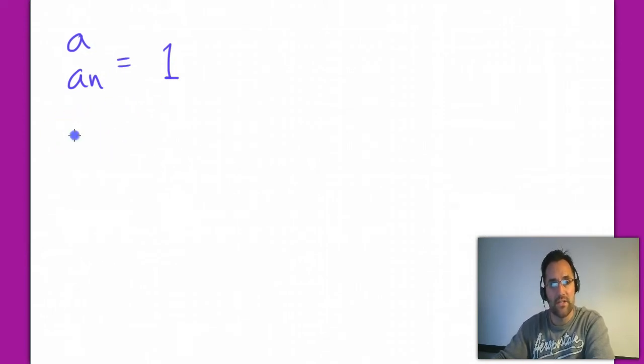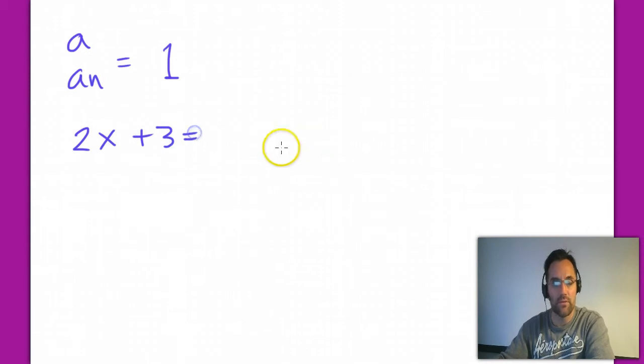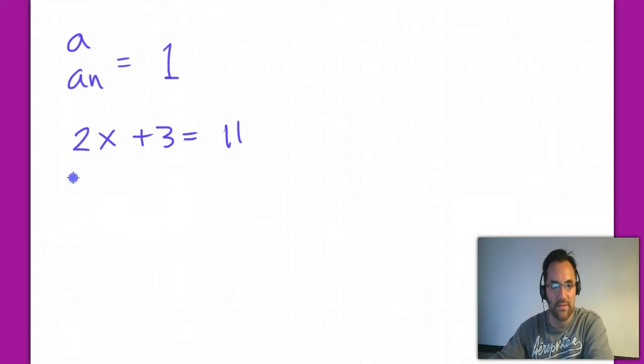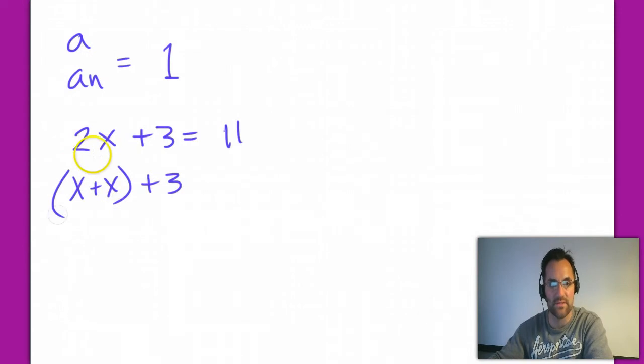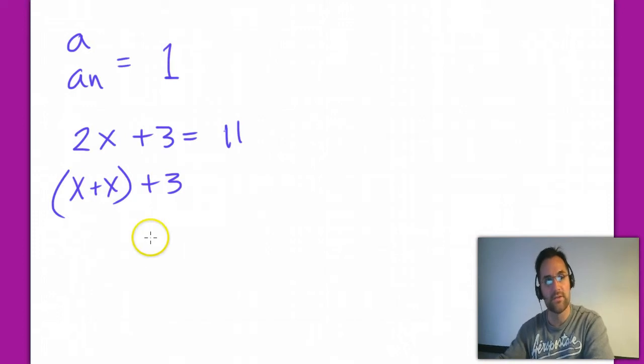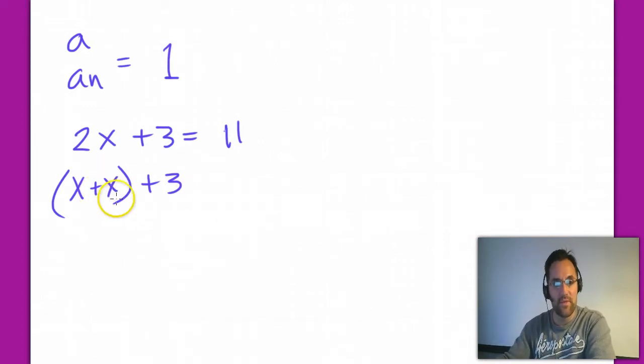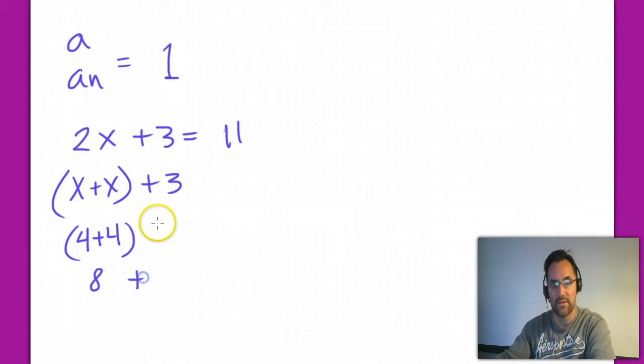So imagine if I said 2x plus 3 equals, let's say, 11. So we can see that 2x is the same as x plus x plus 3, as long as we put this in parentheses, because we have to multiply before we add, so we had to put it in parentheses because you do parentheses first, right, if you're not familiar with algebra. So something plus itself plus 3 equals 11, so x is going to be 4, because 4 plus 4 equals 8, plus this 3, right, equals 11.